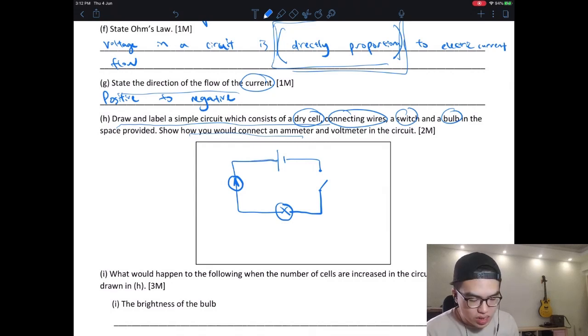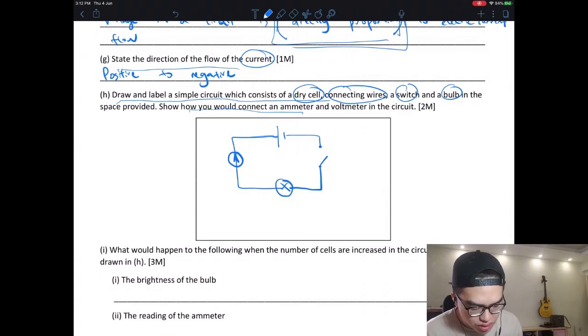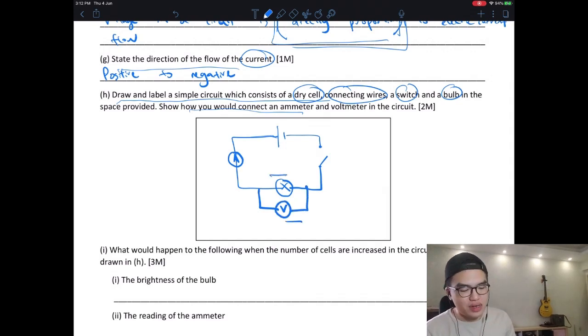But voltmeter you connect in parallel, so you put your voltmeter here. Can you see there are two parallel? That's the meaning. So please don't put your voltmeter here. It won't work. So don't do it like this. Also don't put your ammeter like this. No, it won't work. It has to be this way.